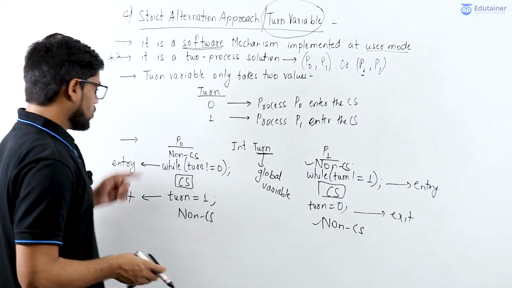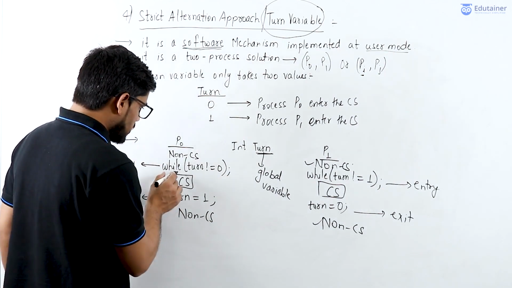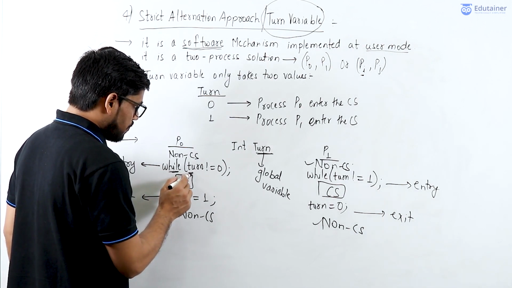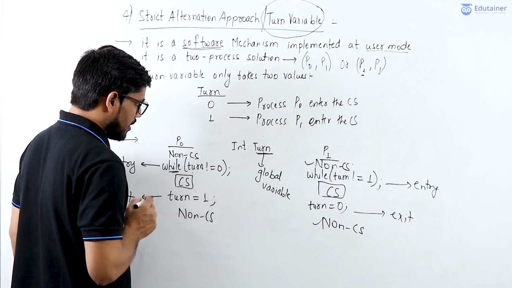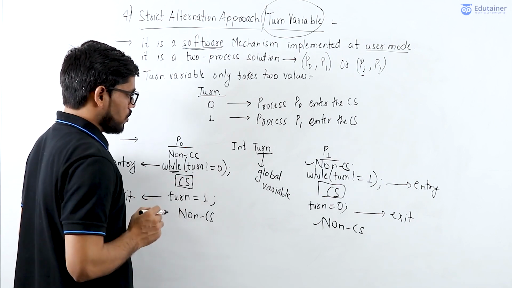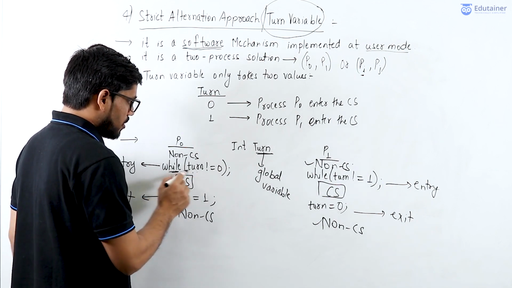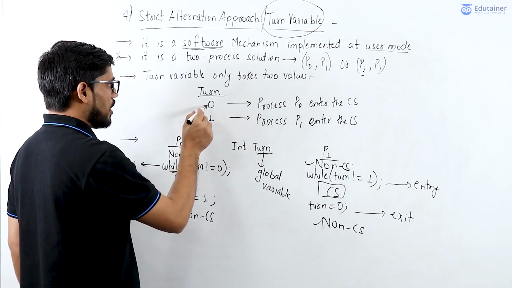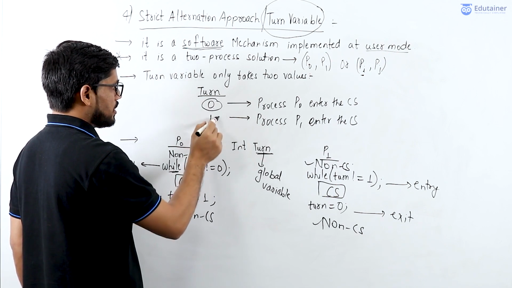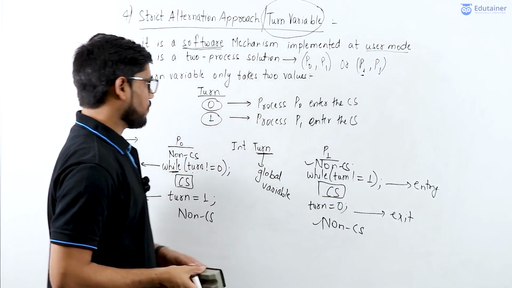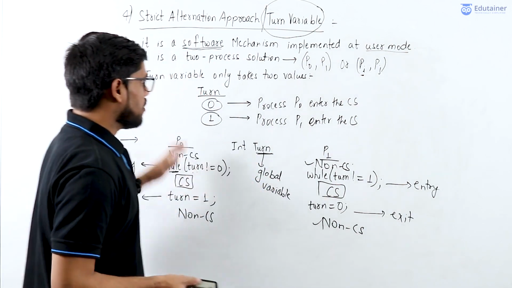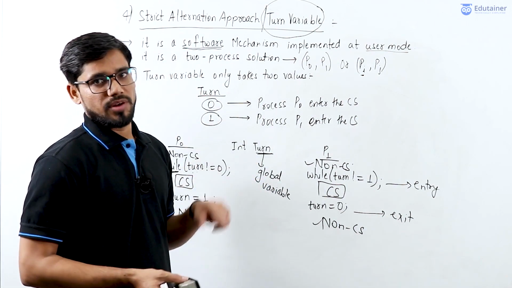So let's talk about the P0 code first. So here it says that in the entry section, P0 checks whether the value of turn variable is not equal to 0 or not. Okay, whether turn is not equal to 0. Initially the value of turn is not fixed, means the process which first enters the critical section can decide whether the turn variable will be 0 or 1.